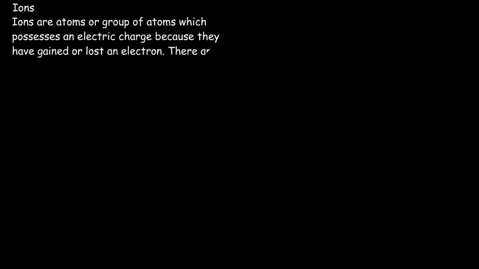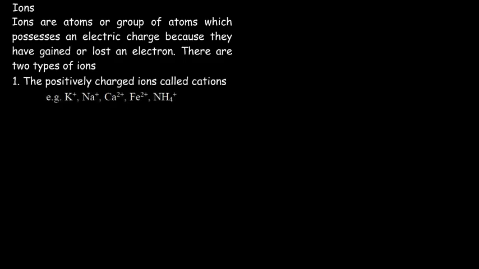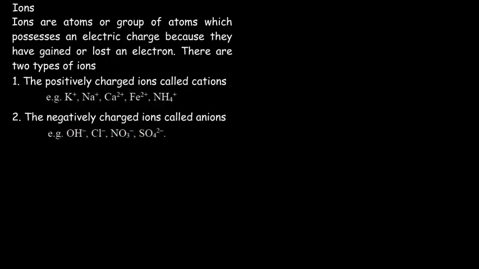Ions are atoms or groups of atoms which possess an electric charge because they have gained or lost an electron. There are two types of ions. One, the positively charged ions called cations, e.g. K+, Na+, Ca2+, Fe2+, and NH4+. Two, the negatively charged ions called anions, e.g. OH-, Cl-, NO3-, and SO42-.